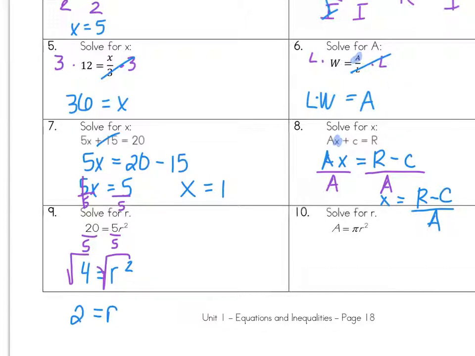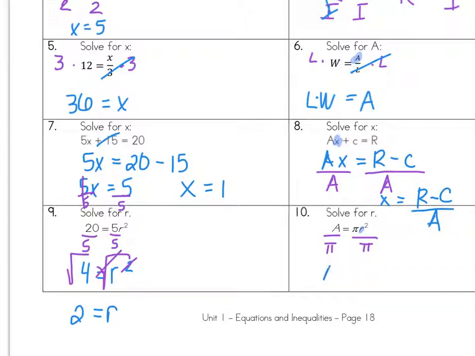So r ends up equaling 2 because the squaring and the square root cancel one another out. So use this to help with question number 10. We're solving for r again. Okay, so we need to first remove the number or variable, in this case it's the number pi, out in front, and we do that by using its opposite. It's being multiplied right now, so we are going to divide both sides.